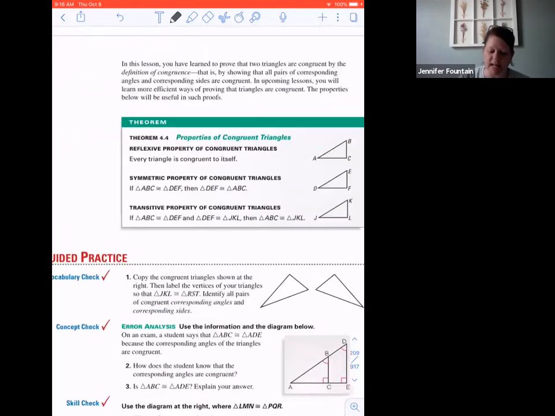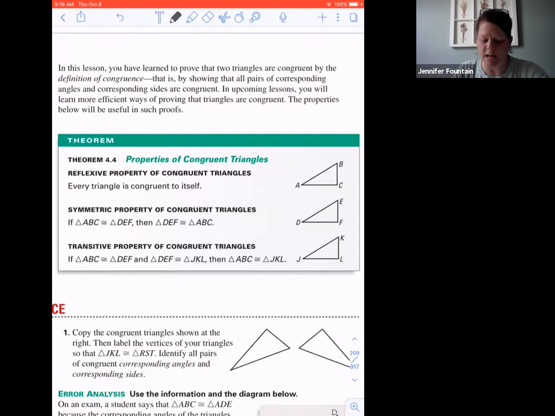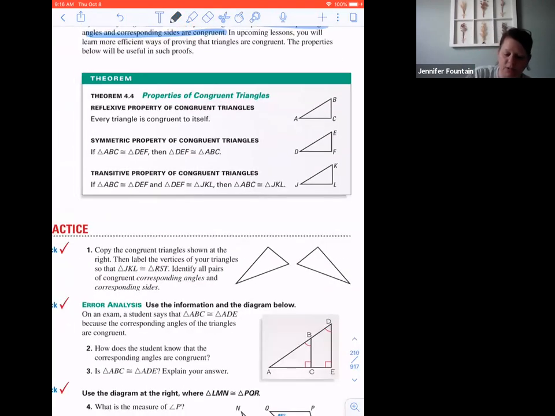All right, so the next one says, in this lesson, you have learned to prove that two triangles are congruent by the definition of congruence. That is, by showing all pairs of corresponding angles and corresponding sides are congruent. In the upcoming lessons, you will learn more efficient ways of proving that triangles are congruent. The properties below will be useful in such proofs. So they're telling us that these proofs are going to be used in upcoming sections as well.